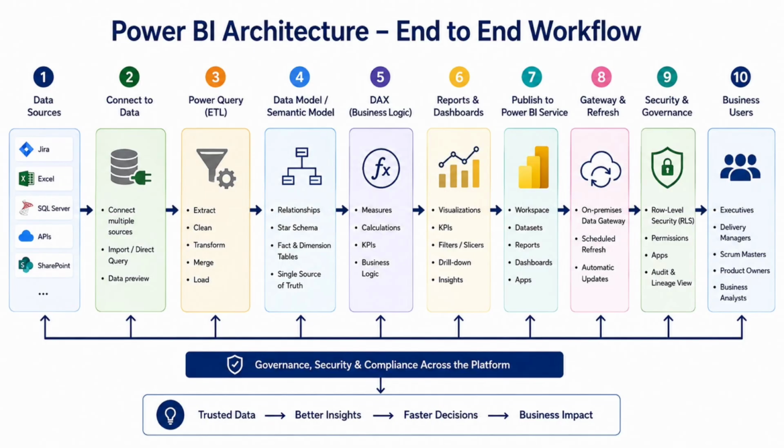And the next step is security and governance. Not everyone should see all the data. We need to have security, row-level security, with access based on developers, stakeholders, and testers. We provide them workspace permissions, dataset permissions, apps, audit logs, and lineage view. For example, a project manager only sees the project dashboards, while leadership can view organization-wide reports.